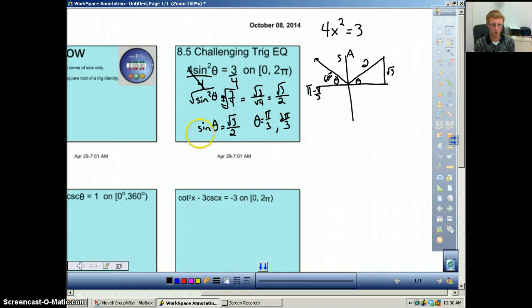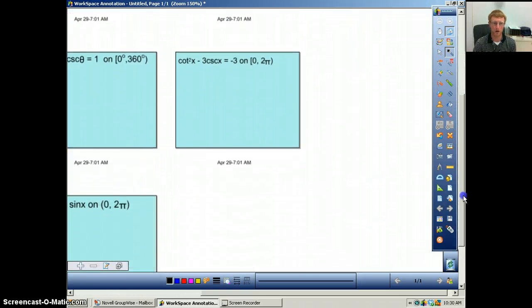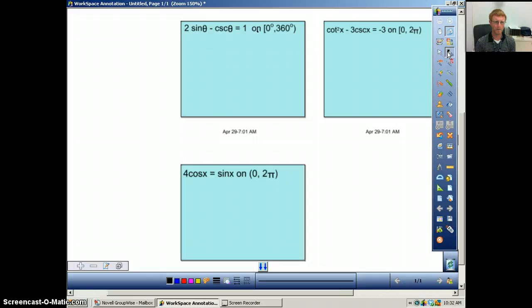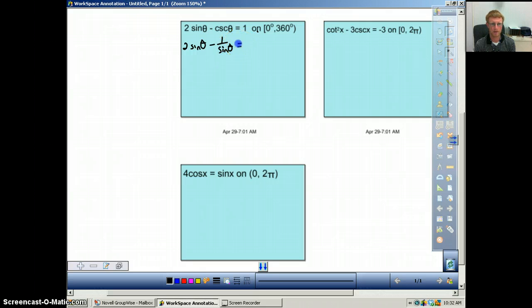Because again, the goal of this is to get it down to the trig function equal to square root of 3 over 2, and then we can use our unit circle, or in some cases we can even use our inverse trig function. So in this problem, we're going to do this one step at a time. The first thing we want to do is change this cosecant in terms of sine. So that means we will rewrite this as 2 sine of theta minus 1 over sine of theta equals 1.